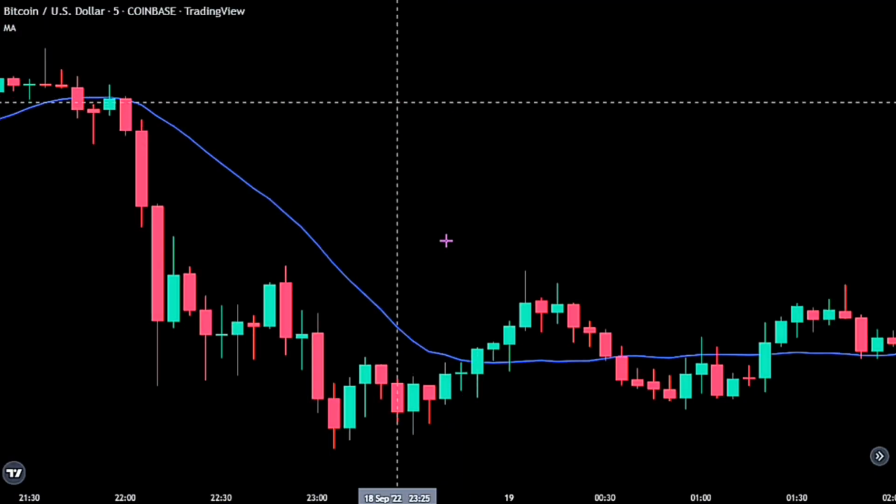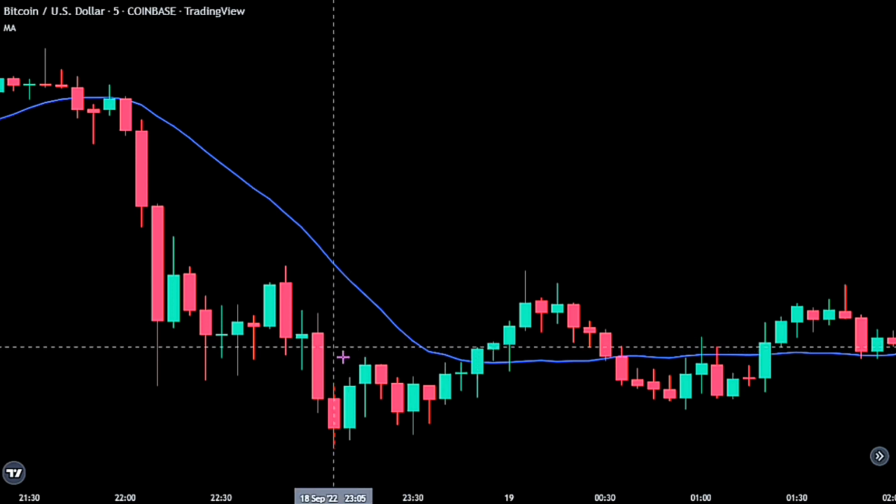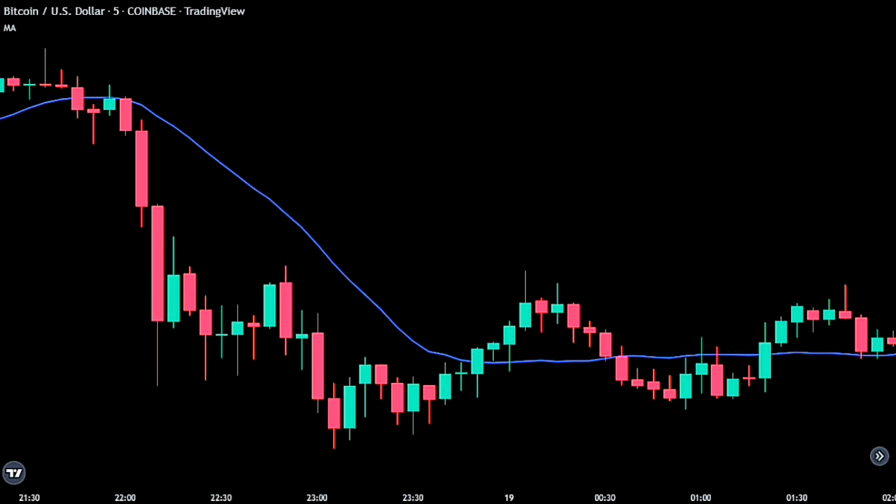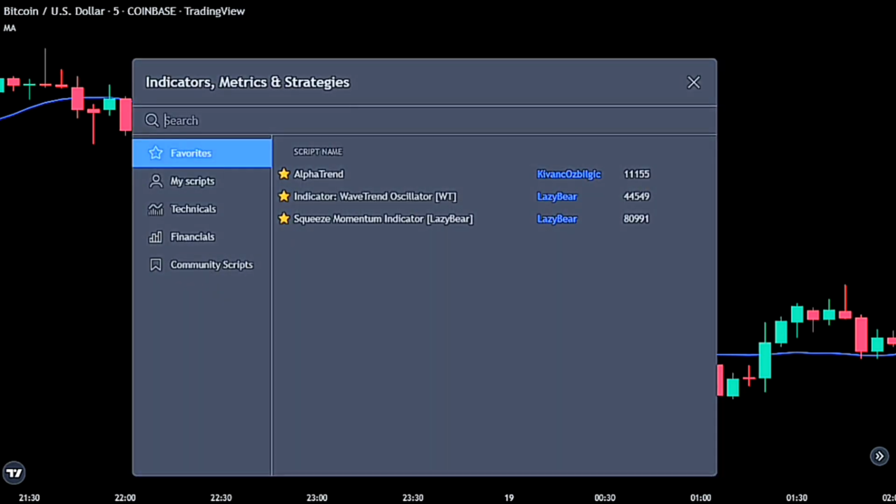So for the top filter indicator on the chart, we have the top indicator on TradingView. It's no other than the Squeeze Momentum indicator by Lazy Bear. There are a lot of ways to use this indicator, but for the purpose of this video, we will be using it as a filter indicator. So let's go ahead and add the indicator to the chart.